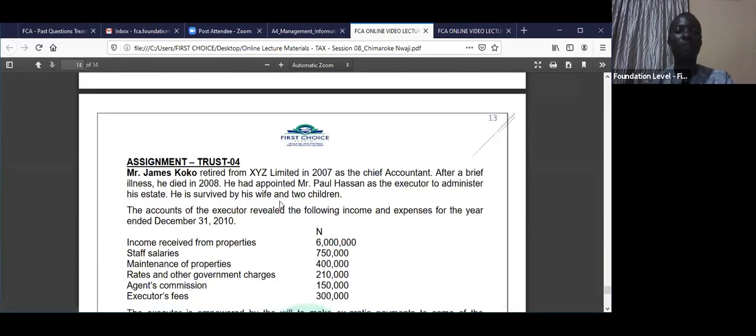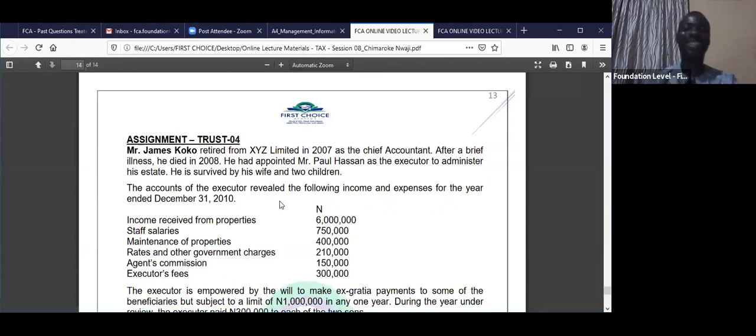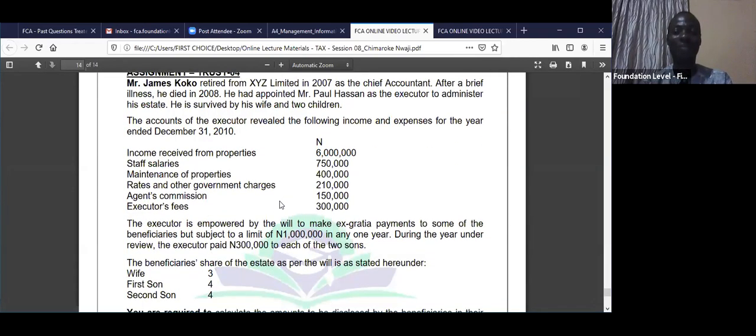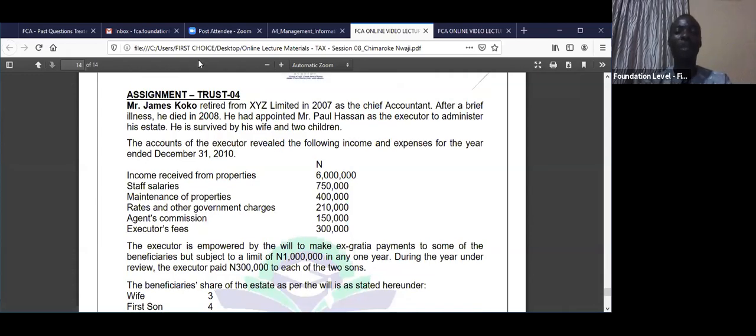Well, we have assignments. Assignment here is trust number 4. So I want you to look at this man. He retired as chief accountant in 2007. Now he is survived, that means he died. He appointed Mr. Hassan as the executor. So it is not Mr. Hassan's account, it's Mr. Coco James. It's going to be 2011 year of assessment, if you know that.